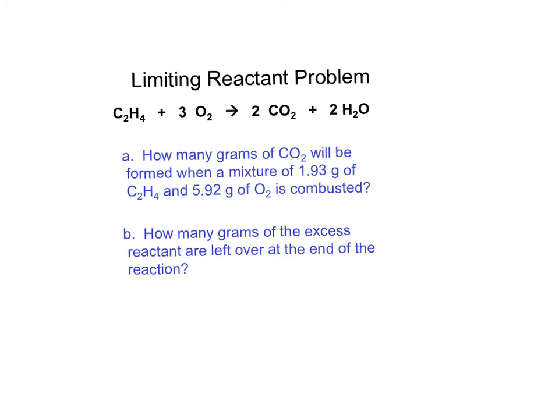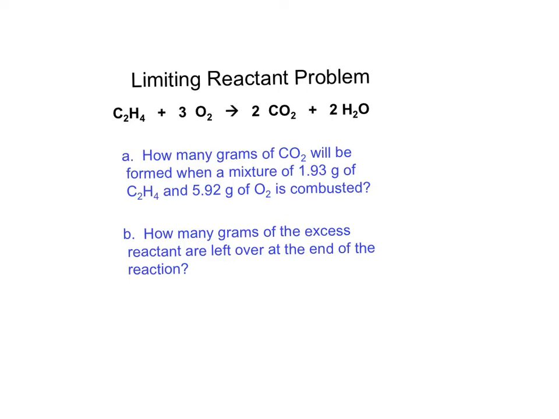First of all, how do you know that you have a limiting reactant problem? The answer is you have quantities of more than one reactant. You've got a quantity of this and a quantity of that. Which one is going to determine how much product is going to be formed? That's how you recognize it. You have quantities of both of these things.